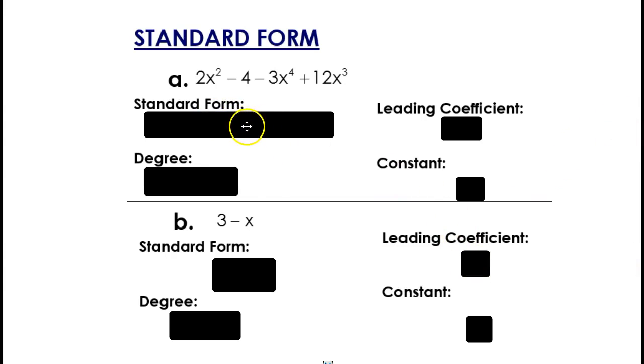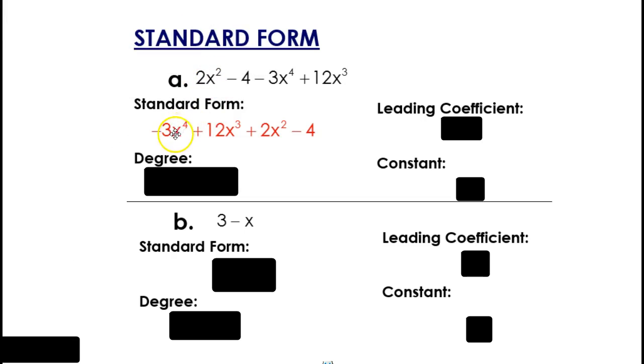To put this in standard form, which term must go first? Well, the terms are all of the parts, and the signs stay with whatever part. So negative 3x to the fourth would move to the front, then plus 12x to the third, and then plus 2x squared, and then minus 4 to put it in standard form. We want to put it in order from greatest exponent all the way down to lowest exponent. Now, once it's in standard form, the leading coefficient is the number at the front. It keeps the sign. So our leading coefficient would be negative 3.